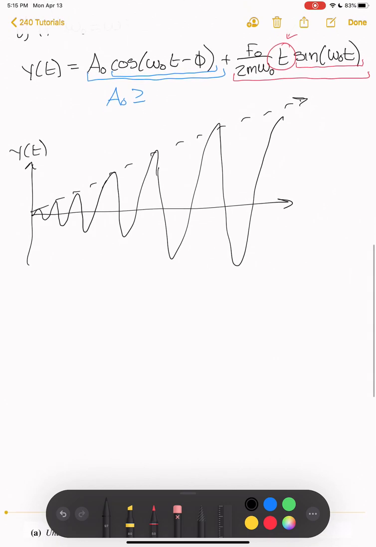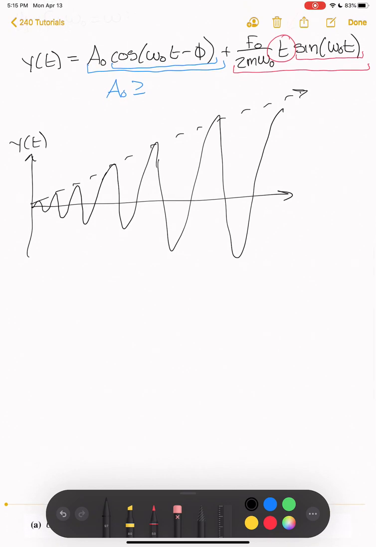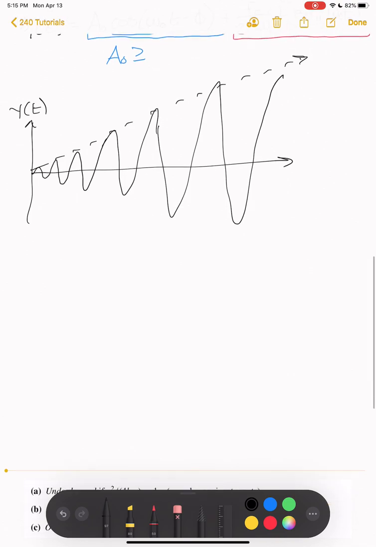And what's cool is this, well, it's not cool, but it's a problem. You don't want your system to be doing this. You don't want your system to be stretched to its limit and then some. So this is a system that is being pushed past its physical limit and will break. So this is what we call resonance.